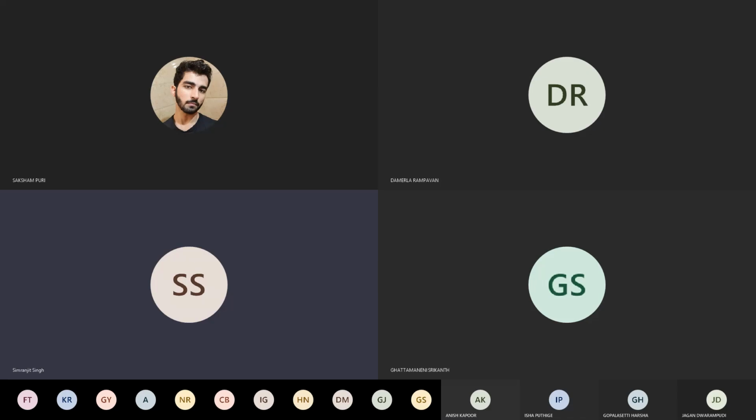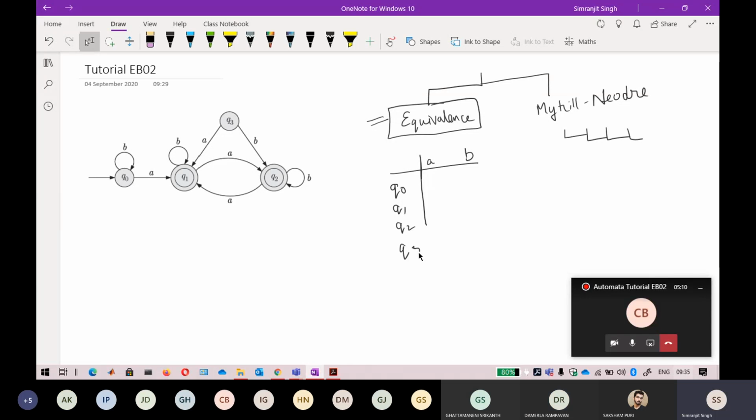So again Q0, Q1, Q2 and Q3. One of the most important things is your step one. Step one is you have to check that all the states are reachable from Q0. If the state is not reachable from Q0, delete that state.